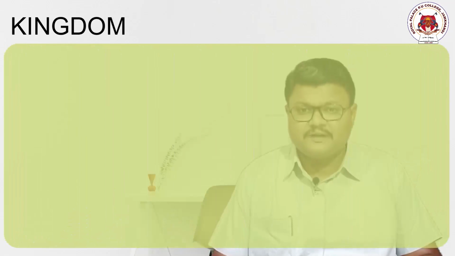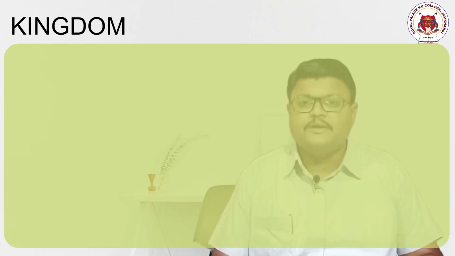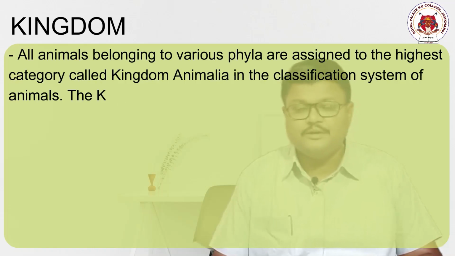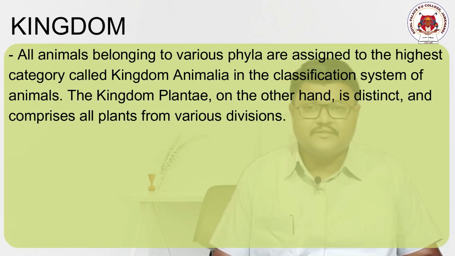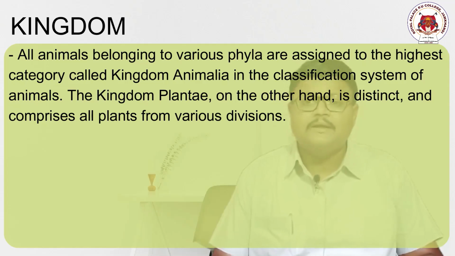Dear students, we have reached the last category of taxonomical categories called kingdom. The entire world's living organisms are divided into two sections such as kingdom Animalia and kingdom Plantae. Kingdom Animalia contains all the animals and kingdom Plantae contains all the plants.